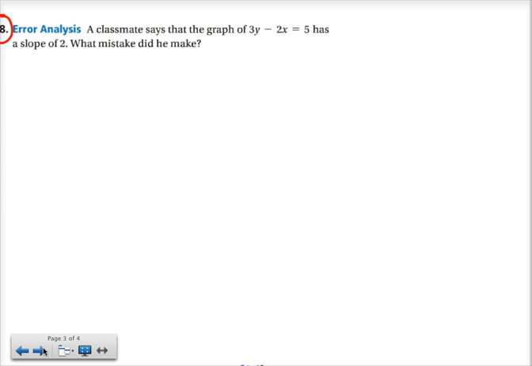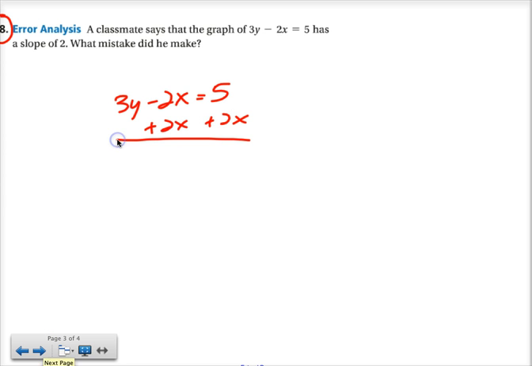All right, now number 58, we have a classmate that says that the graph of 3y minus 2x equals 5 has a slope of 2. What mistake did he make? Well, what you want to do is do it yourself and see what the slope is. So we would add 2x to both sides.